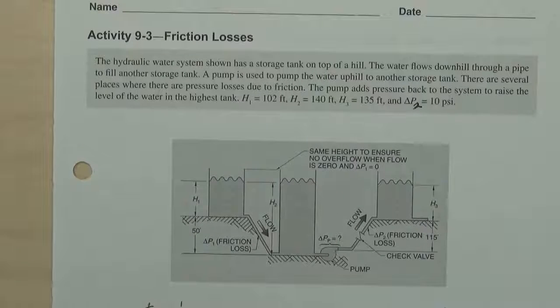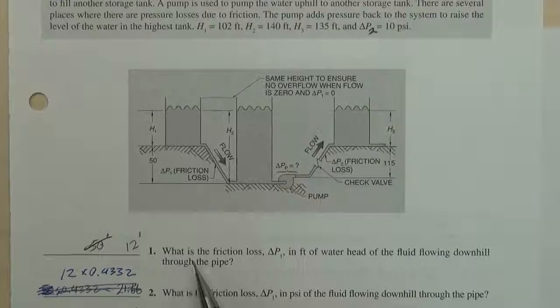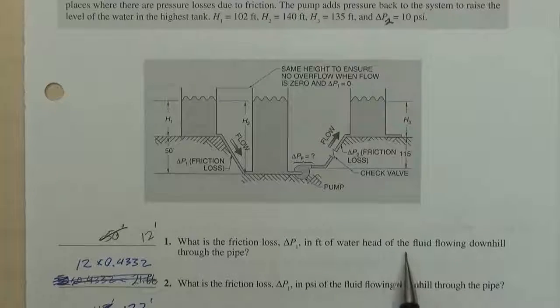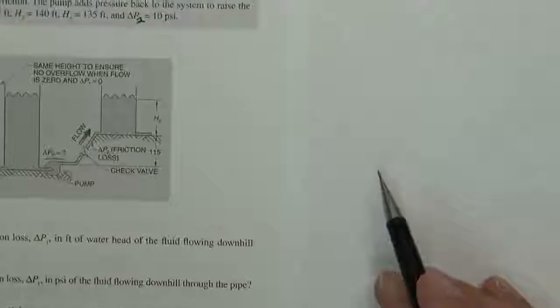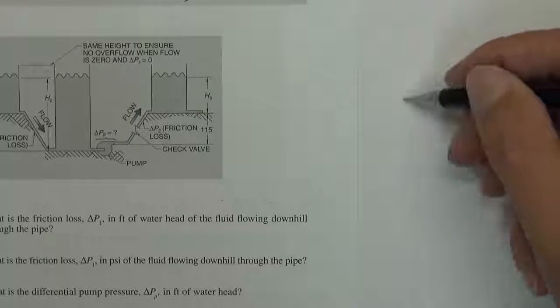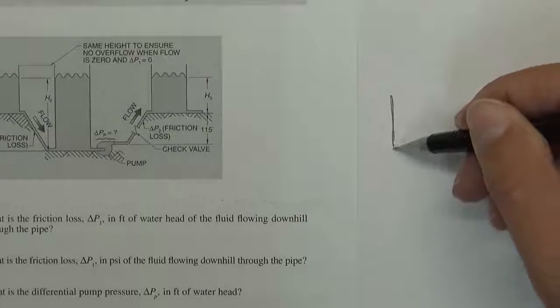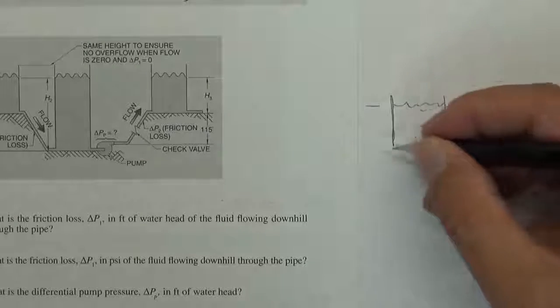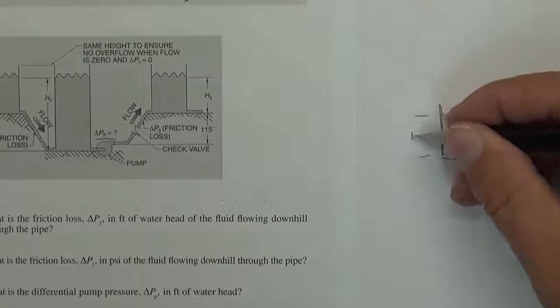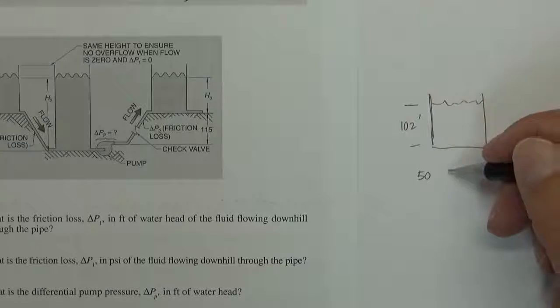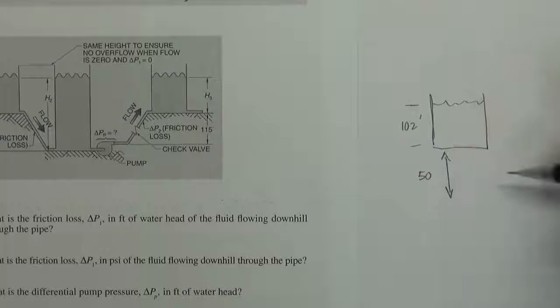Now, a great way to approach this problem is to think about question 1, what is the friction loss, delta P1? They want to know the friction loss down this pipe in feet of water head of the fluid flowing downhill through the pipe. Okay, so let's look at this first part of problem 1. They want to know delta H. So we've got liquid in the first tank, and they give us H1, and H1 is 102 feet. Then we know that this tank's elevated 50 feet from the bottom of tank 2.